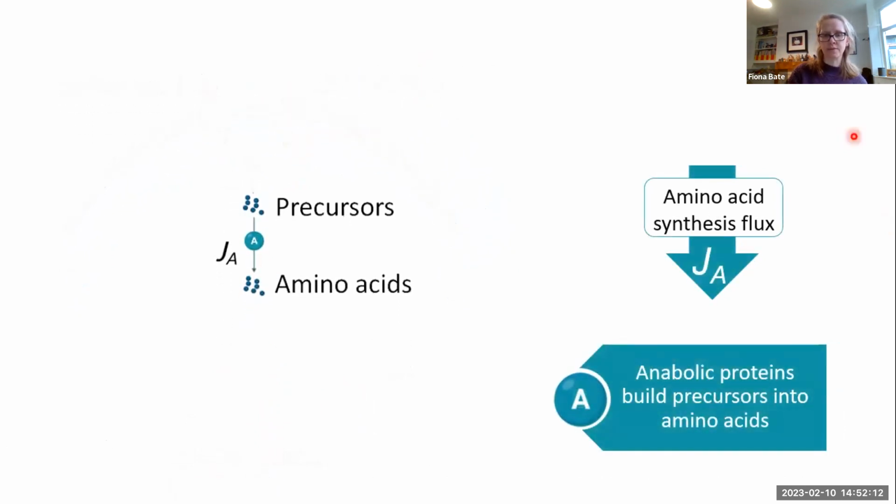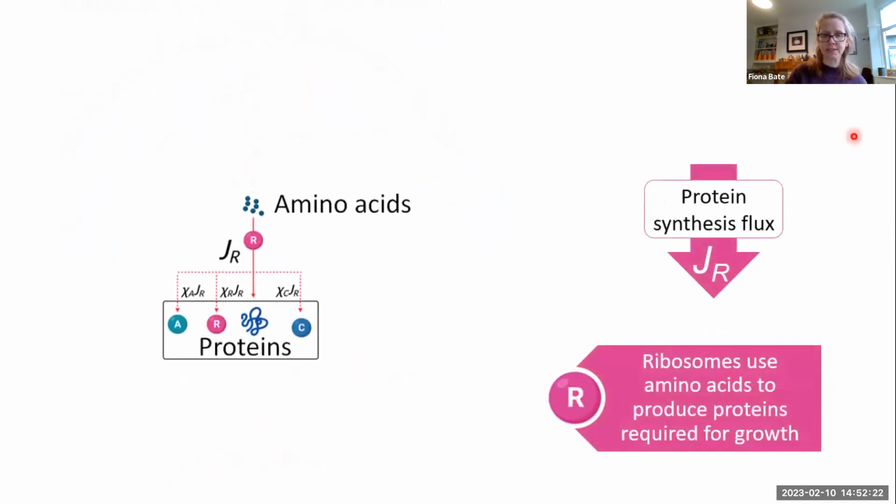Secondly, we have an amino acid synthesis flux, where the precursors get built up by the anabolic proteins to produce amino acids. And the third flux is the protein synthesis flux, where the ribosomes use the amino acids and produce proteins. So in our model, there are 3 sectors of proteins, and each of these will be made as a different fraction of the total amount of protein, depending on the growth conditions.